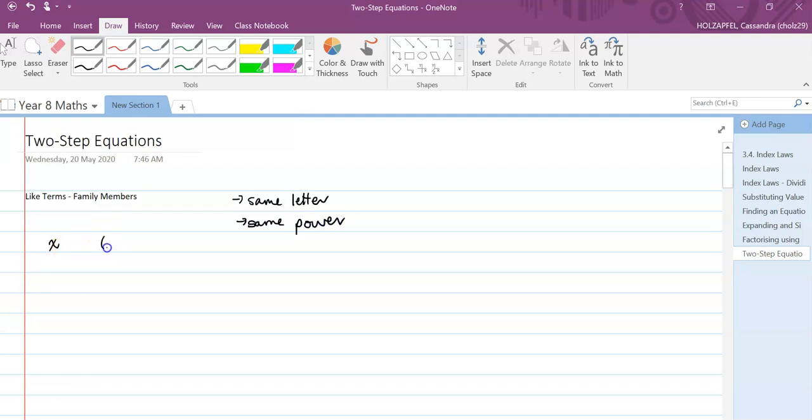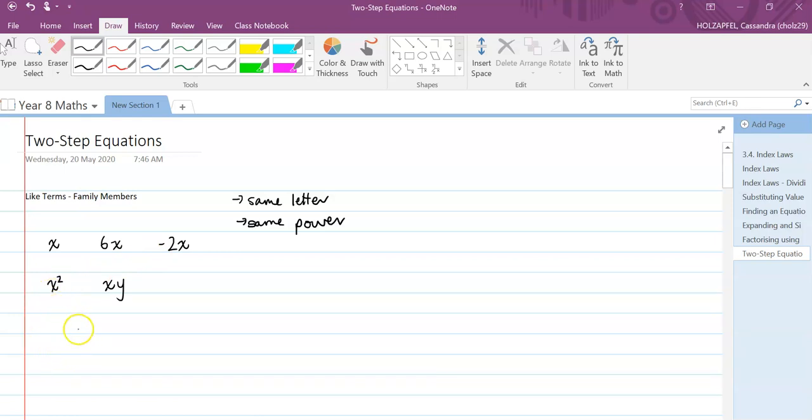So if I have x, then 6x is going to be a family member because x to the power of 1 is present in both of these terms. If I did negative 2x, then this is also a family member with these terms. If I did x squared or something like xy, these guys are no longer family members. They don't have the same last name. They don't have the same letter, or they don't have the same power in their last name. So what that means is that we can't combine these guys because they are not like terms.